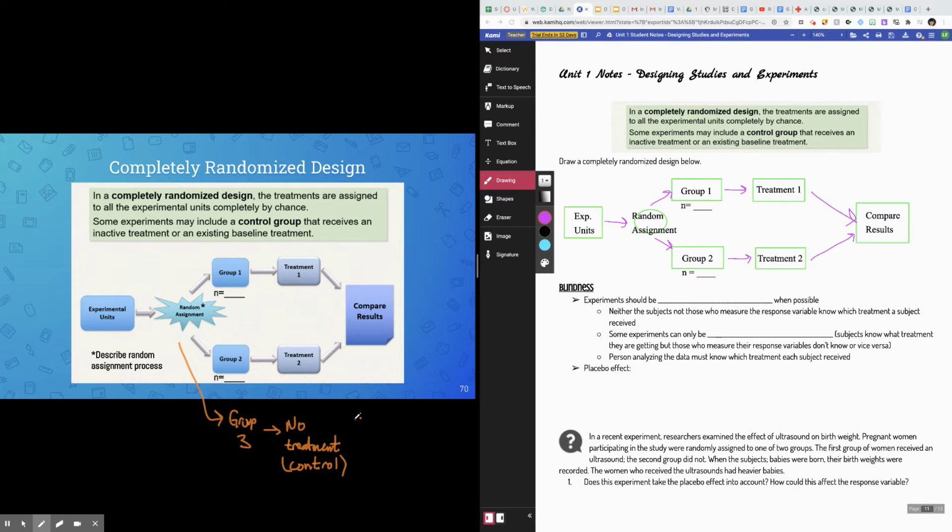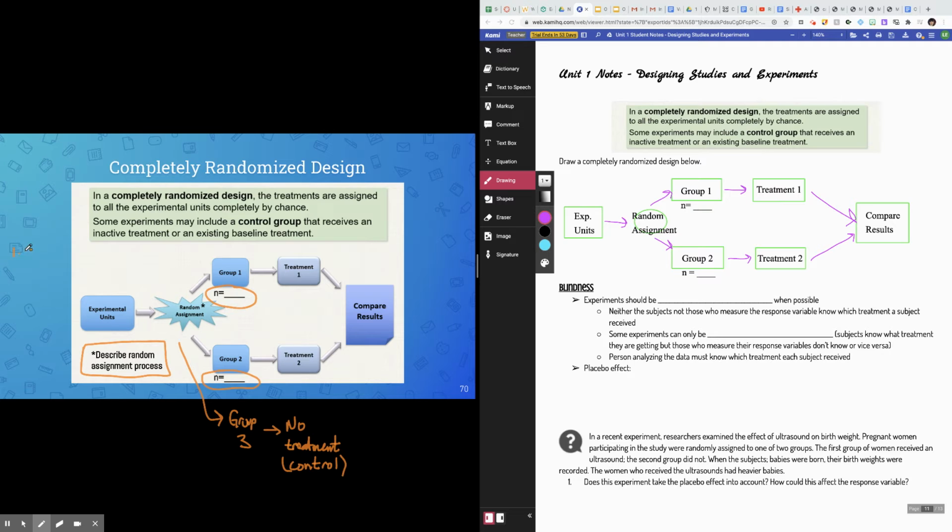So here, one of the key things that I want to point out to you is if you are asked to design an experiment on the AP test, you do not have to write out everything. You can draw a diagram like this, and it counts as long as you do a couple of things. First, you have to identify your sample size for each group. That's what this N value is right here. Okay, and when you have random assignment, you have to describe your random assignment process. So that's your steps, right?